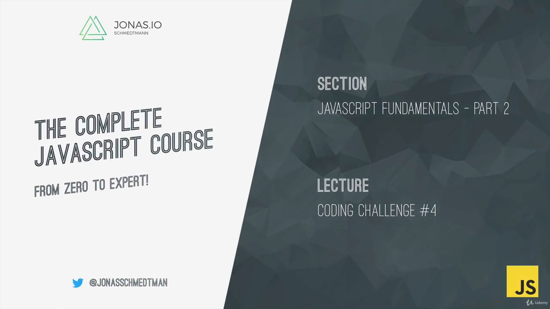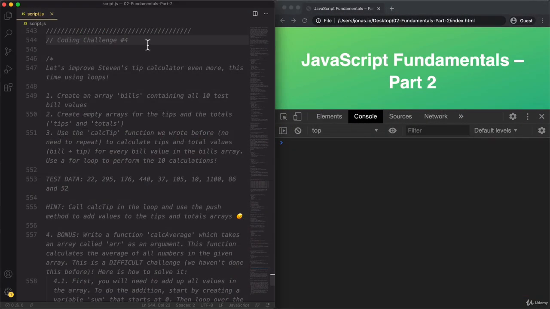And here goes the final coding challenge of this section. In this one, let's improve the tip calculator that we created earlier, but this time using loops. So here's what I want you to do.